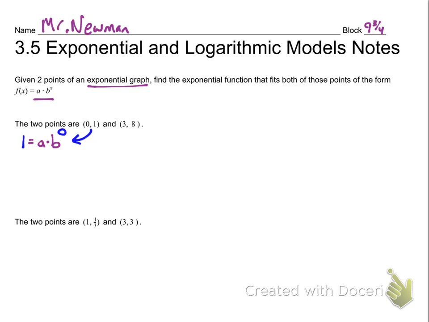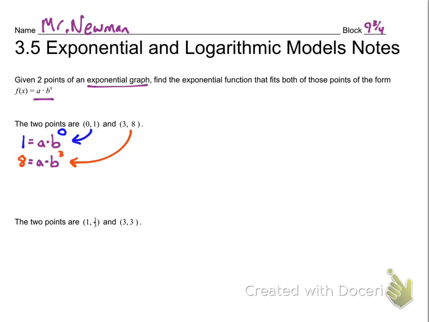So I'm going to use the input and output. 0 is the input, 1 is the output. So I know that x is 0, y is 1, and 1 equals a times b to the 0. I can also use the other point, the same function but different inputs and outputs. So 3 is the input and 8 is the output. 8 equals a times b to the third power. Those a's and b's right there are the same a's and b's.